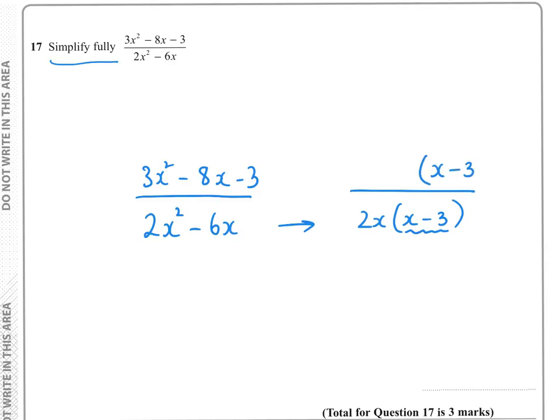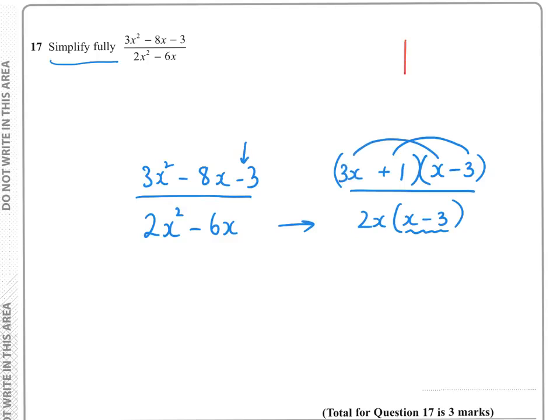So if we create an x minus 3 here, will we indeed have something in this bracket that will give the numerator 3x squared minus 8x minus 3? Well, this would have to be a positive 1, because only a positive 1 times a negative 3 will give a negative 3 here. And we have an x here, so we're going to need a 3x here.